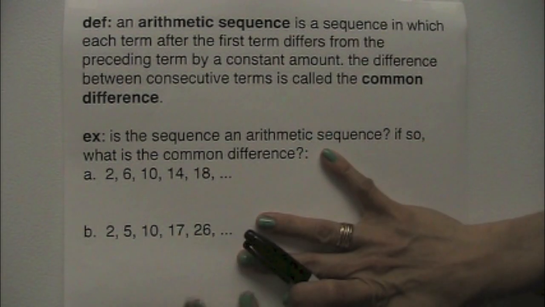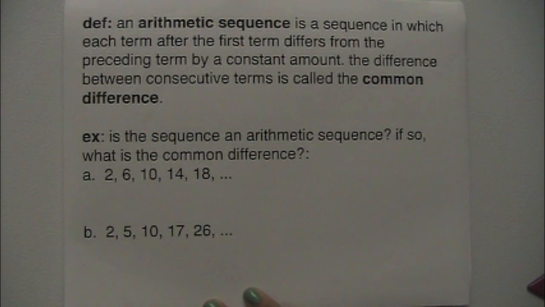In this lesson, we're going to talk about arithmetic sequences and series. So the first definition we have says, an arithmetic sequence is a sequence in which each term after the first term differs from the preceding term by a constant amount. And then it specifies the difference between consecutive terms is called the common difference.